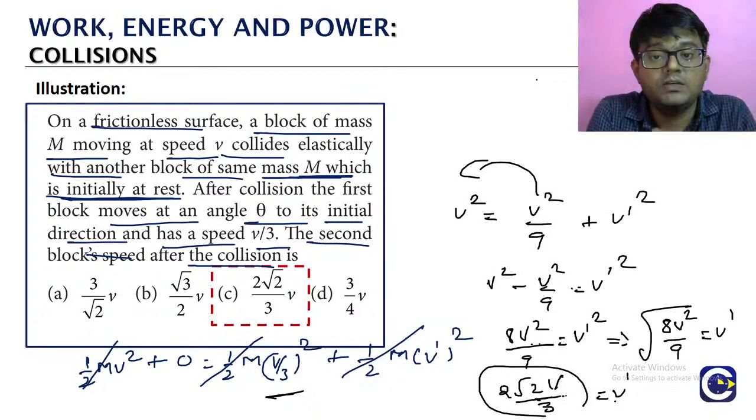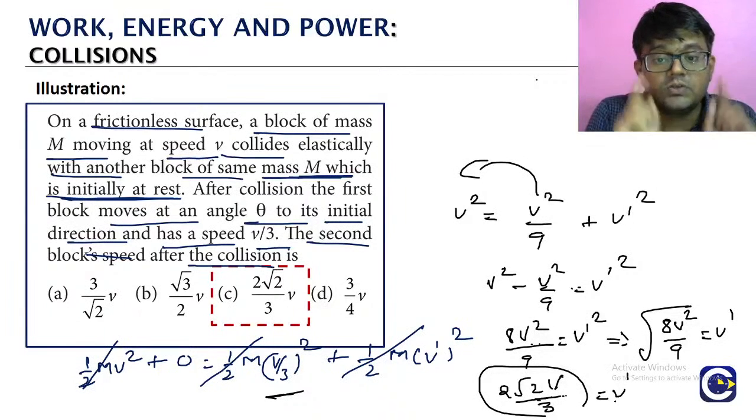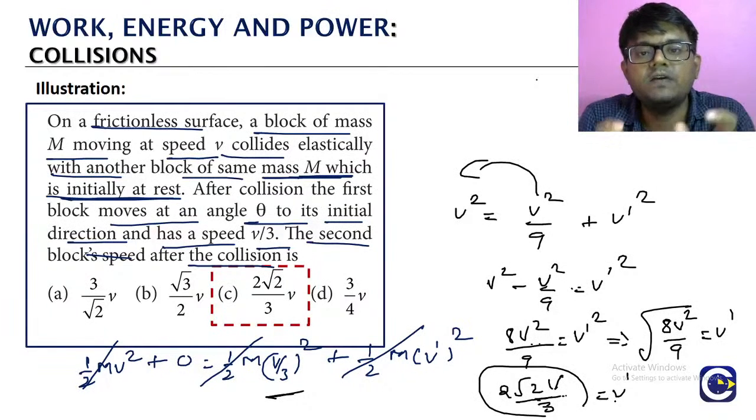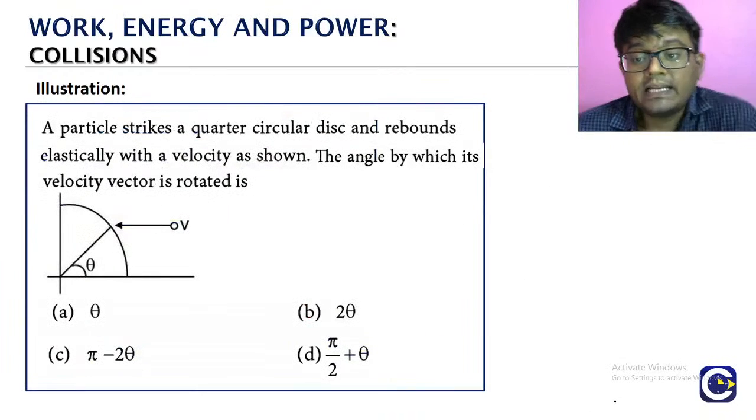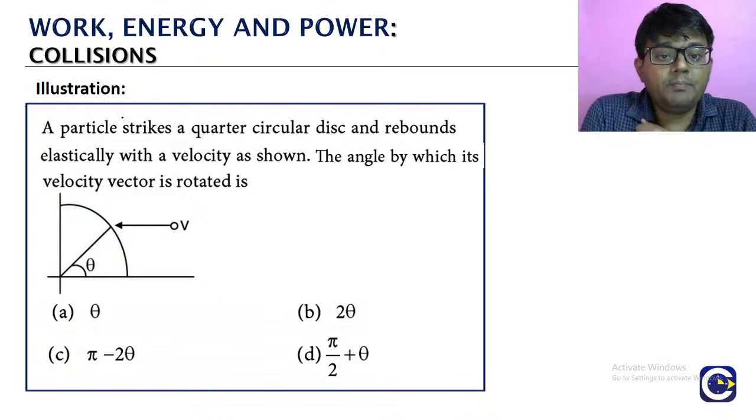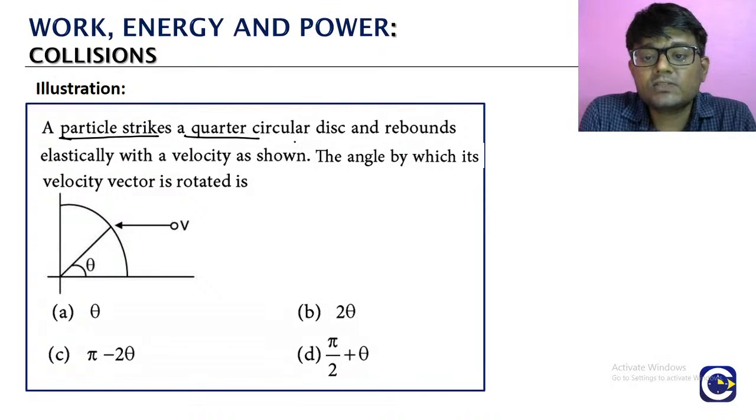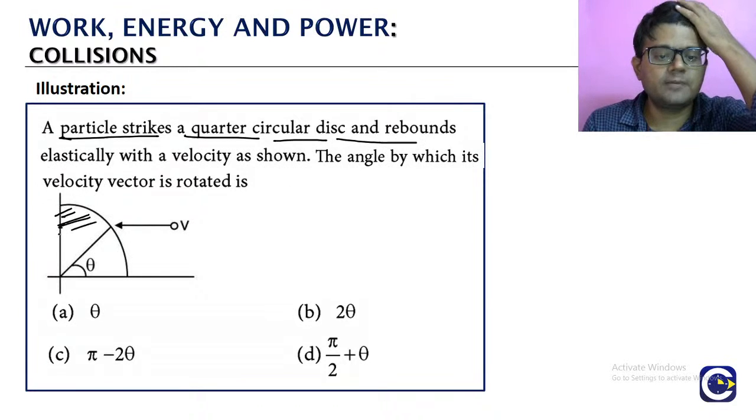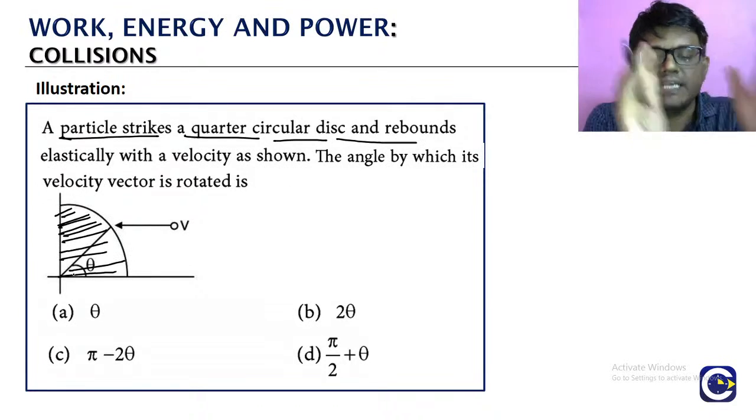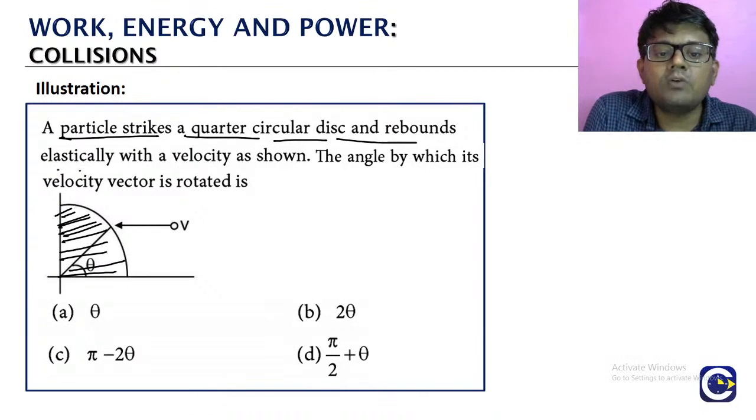Block means it may be cubical, so how they collide depends. They are not giving any information about it. So we get the answer by simply using conservation of kinetic energy of particles. Okay, so this is one kind of question. Let us look at another one. A particle strikes a quarter of a circular disc, and rebounds elastically.